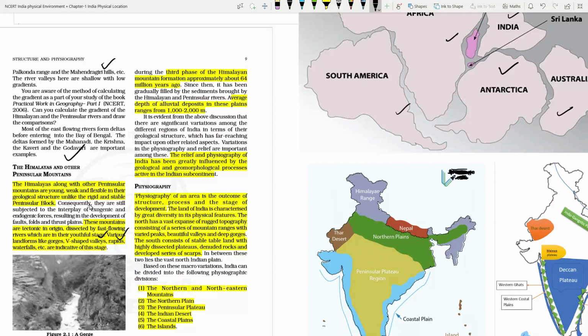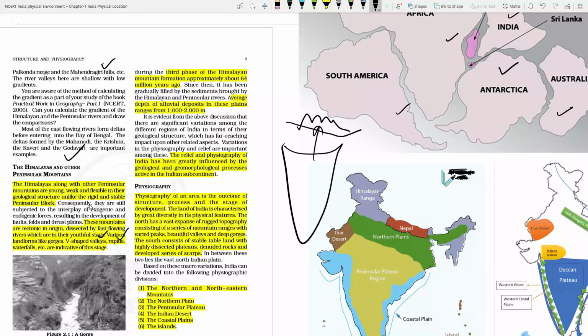But if endogenic force is working more, then the height of those things will be increasing. ठीक है ना? Himalayas are being formed because the India का जो peninsula था, it has hit the Eurasian plate. That's why wrinkles have been formed, and इसके कारण से जो Himalayas का formation हुआ.